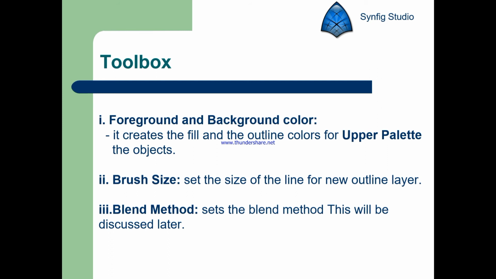The first option is foreground and background color. Foreground: if you want to change the text color, then we have to specify the foreground option. Then the second option is background color, meaning if you want to modify the object background, that will be the second option. We can find this in the picture also in the lower palette. Then we have the brush size.